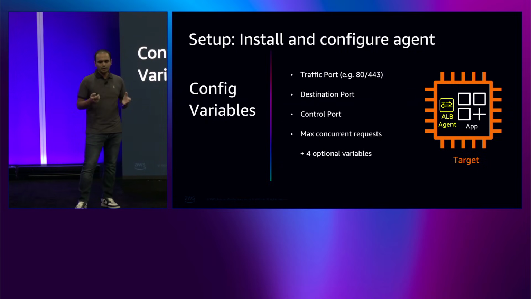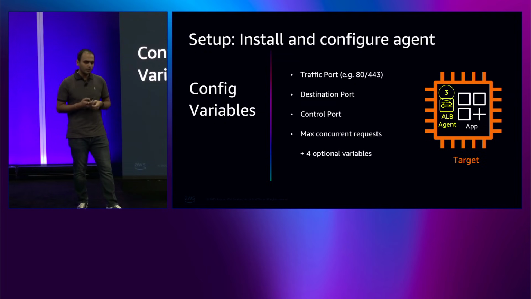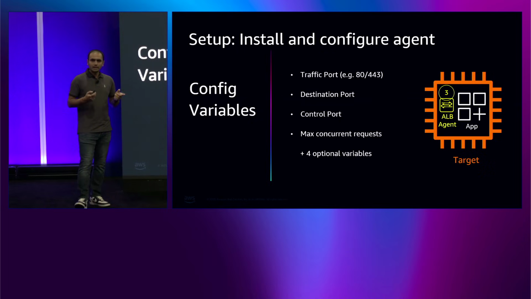You also configure the control port on which the agent establishes these control channels with the load balancer. And once you've configured these 3 ports, you specify the max number of concurrent requests that you want that target to receive from the load balancer. There are 4 other optional variables that I'll not go into, but these are related to TLS. The user guide talks more about them.